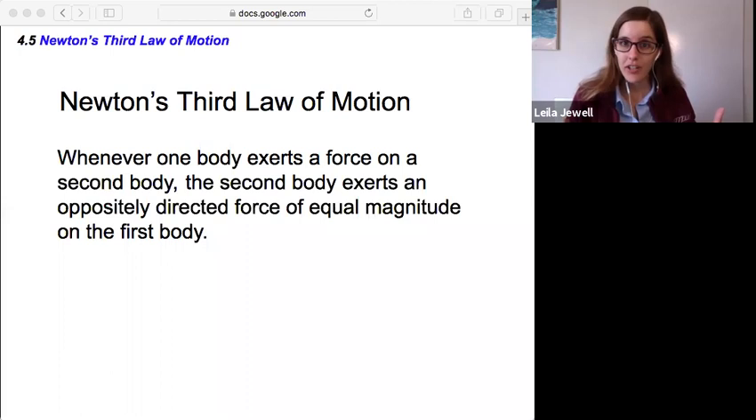So you can try it out yourself. Please do not hurt yourself, because walls do hit back. But this is something to keep in mind whenever you have forces. If you push on something, something else is going to be pushing back on you. There's always pushback.